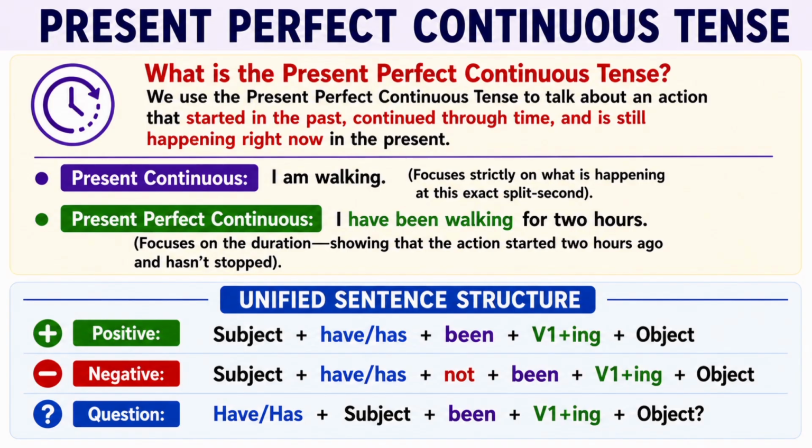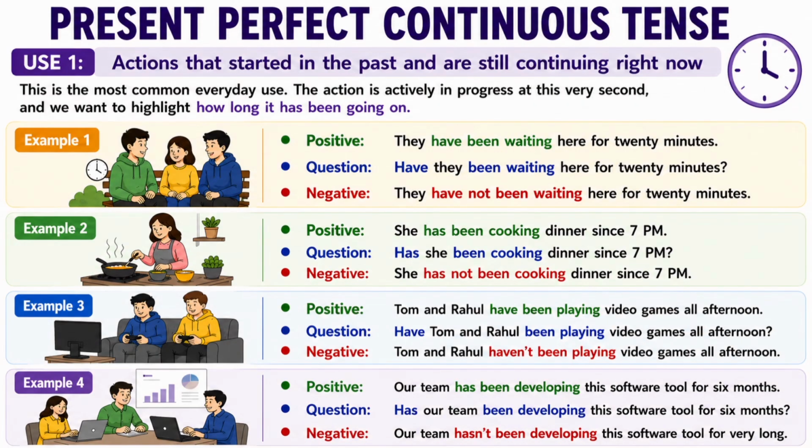Now let's learn the sentence structure. For positive sentences, the structure is subject plus have or has plus been plus verb 1 plus ing plus object. For negative sentences, the structure is subject plus have or has plus not plus been plus verb 1 plus ing plus object. For questions, the structure is have or has plus subject plus been plus verb 1 plus ing plus object.